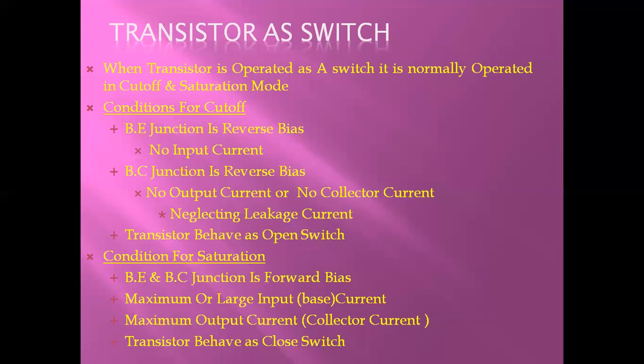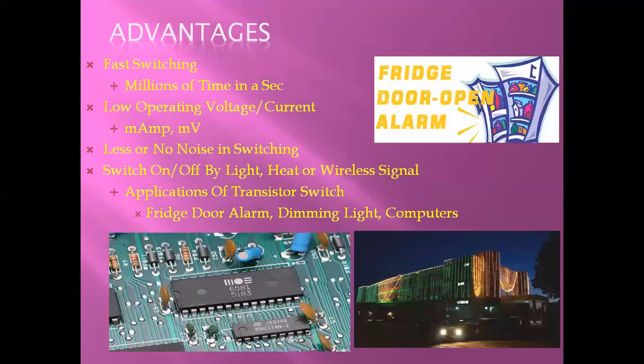In the case of saturation mode, the base-emitter and base-collector junctions are both forward biased, where the maximum or large input base current is produced and maximum output current, that is collector current, is gained, IC and IB. So here the transistor behaves as a closed switch, because internally both the junctions are connected in the forward biased system.